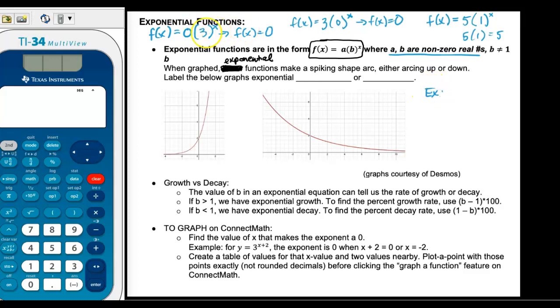So I'm just going to cross all of these off up here because those don't work. But examples of exponential functions might be f of x equals 2 times 3 to the x power, or g of x equals 5 times 0.3 to the x power. And if we graph these, I'm just going to pull up Desmos real quick and we'll graph these.